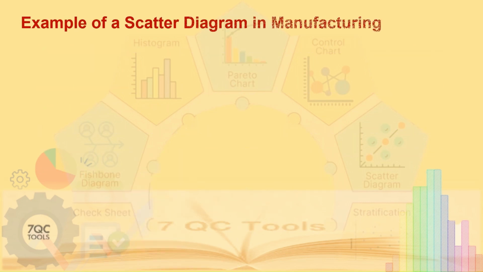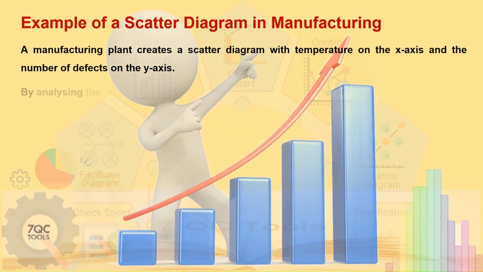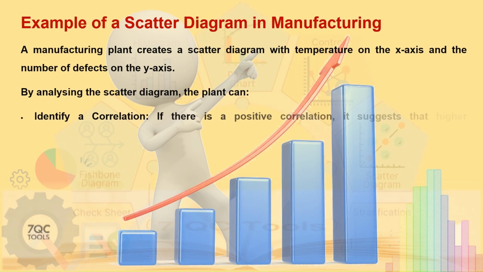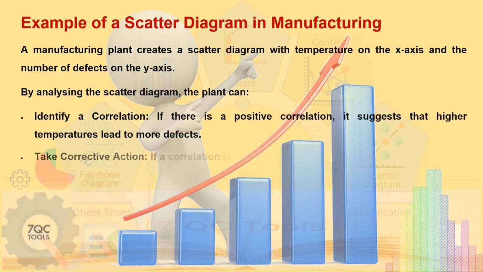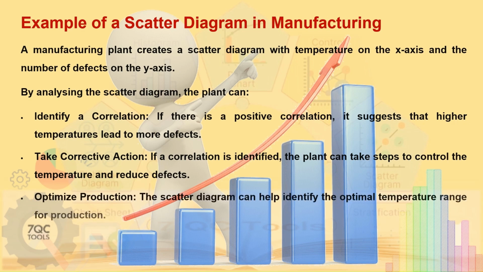As explained in the example on the screen, after creating the scatter diagram, the plant can identify the type of correlation such as positive or negative and can initiate corrective action or can fine-tune the process parameters. Quote from Dr. Deming is an eye-opener. Improve quality, you automatically improve productivity. Interestingly, this also reduces the cost.